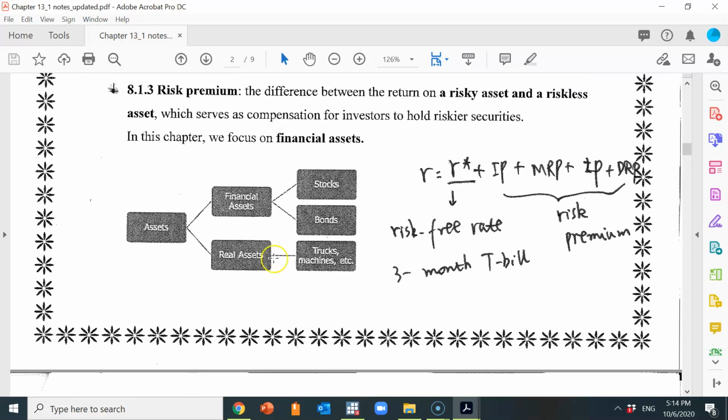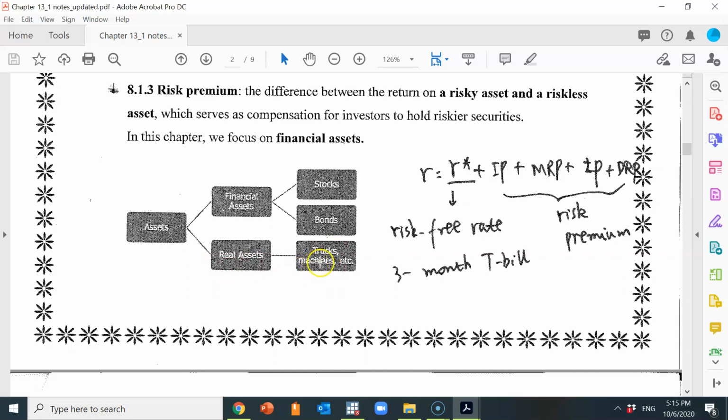Risk premium. The difference between the return on a risky asset and a riskless asset is the risk premium. It serves as compensation for investors to hold riskier securities. In this chapter, we focus on any financial assets, including stocks or bonds. And for assets, it could also include real assets such as trucks, machines, hotels, apartments.